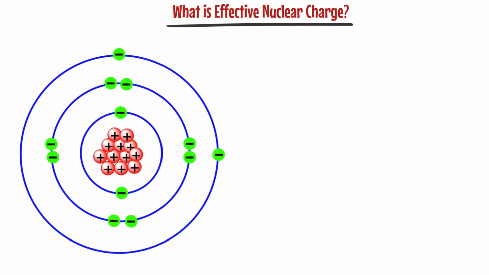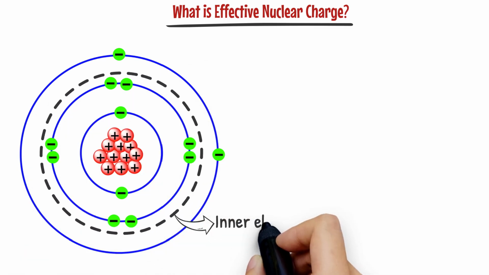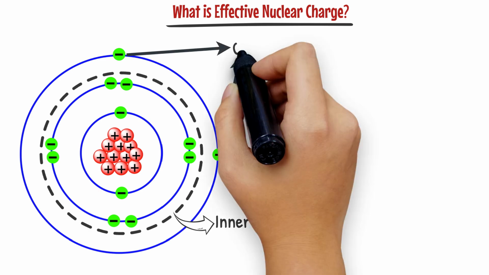An atom contains a central nucleus with positively charged protons. The nucleus is surrounded by negatively charged electrons located on energy levels. Similar charges repel and opposite charges attract each other. The positive charge of protons attracts the negative charge of electrons. The inner electrons reduce attraction between the nucleus and the outermost electrons.